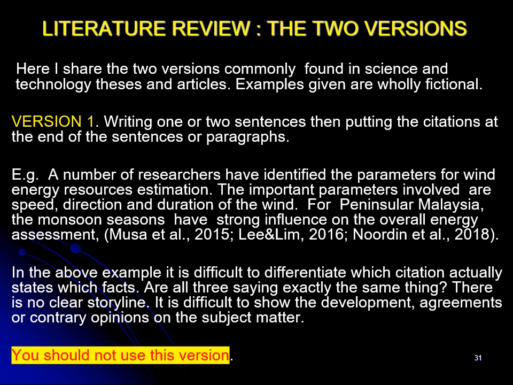They write one or two sentences, and then at the end of it they put a citation. For example, this is an example. A number of researchers have identified the parameters for wind energy resources estimation. The important parameters involved are speed, direction, and duration of the wind. For Peninsular Malaysia, the monsoon season has a strong influence on the overall energy estimate. So these are three sentences, and at the end of it he put 3 citations. The problem with writing like this is that it is difficult to differentiate which citation actually states which fact.